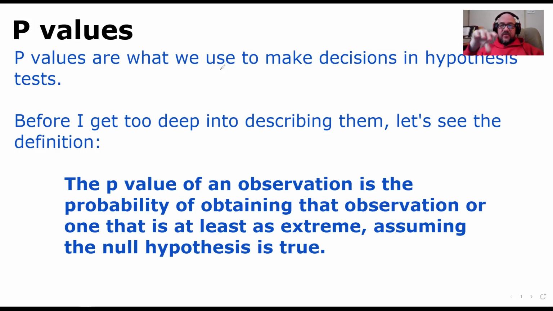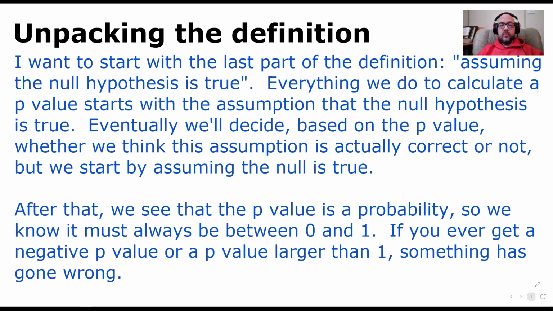So here is what a p-value is. Firstly, p-value goes with an observation or a data set or a statistic. So it's the p-value of something that we gathered, some data that we gathered. It's the probability of obtaining that observation or one that is at least as extreme, assuming that the null hypothesis is true. So I'm well aware that that definition is dense and long. So we're going to go through it a piece at a time. And I want to start with the end, where we assume the null hypothesis is true.